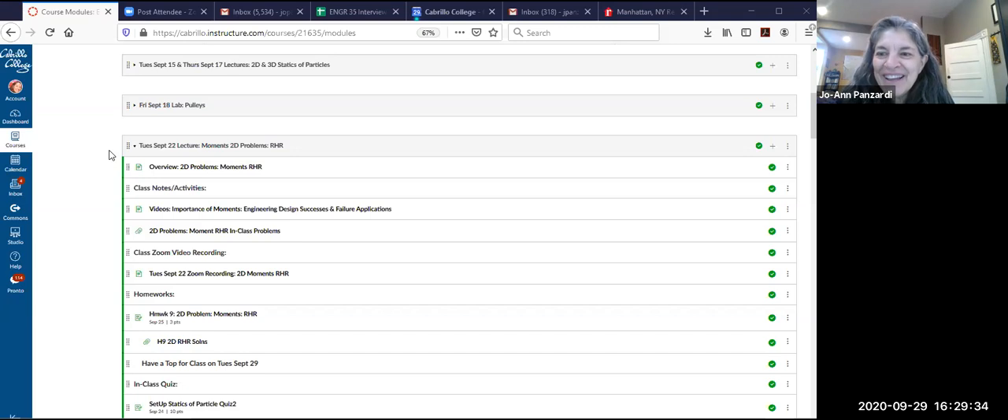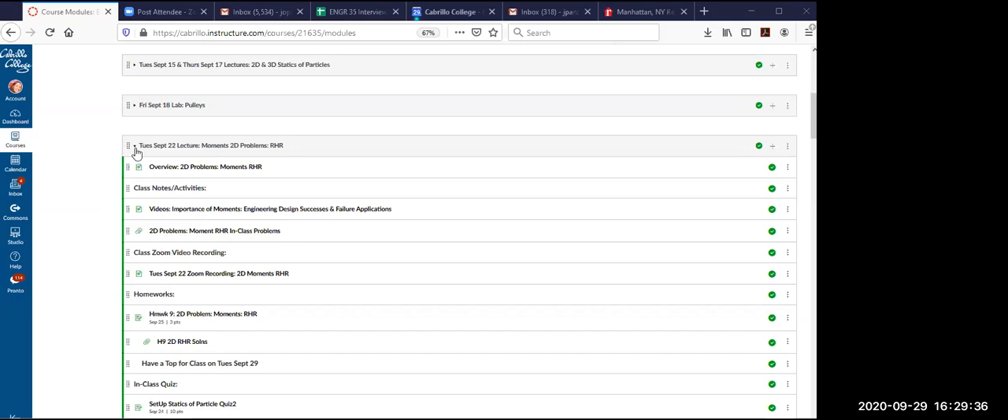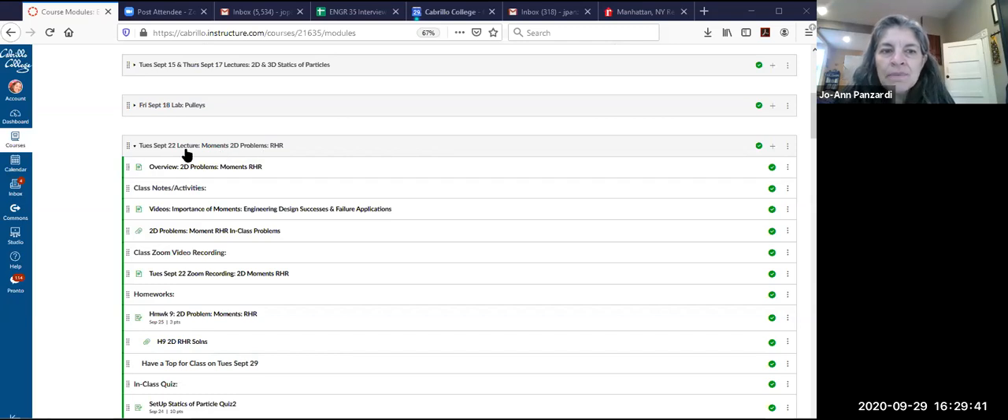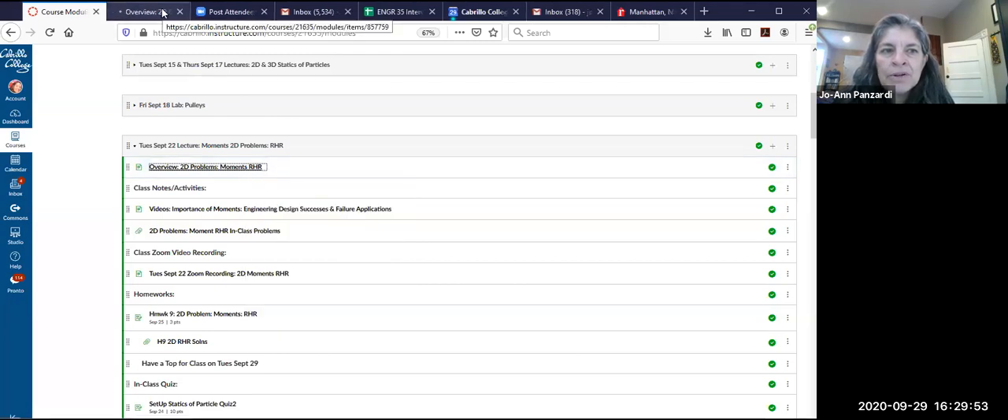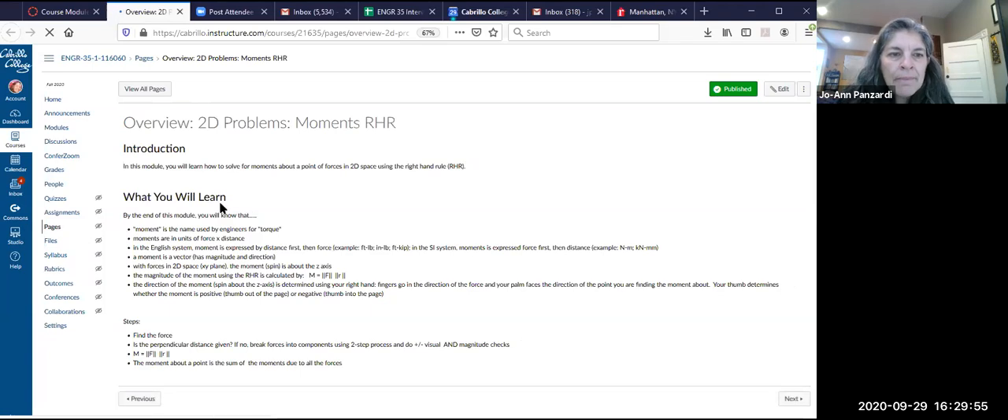Good morning, everyone. Okay, so I am looking first at last Tuesday's module where we found the moments in a 2D problem using the right-hand rule. And I'm just going to open up the overview, because remember the overview has the summary of what we learned.